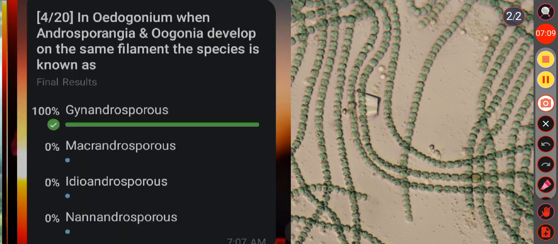The next question: in Oedogonium, when Androsporangia and Oogonia develop on the same filament, the species is known as option A Gynandrosporous, option B Macrandrosporous, option C Oedoandrosporous, option D Nanandrosporous. Here the correct answer is option A, that is Gynandrosporous.